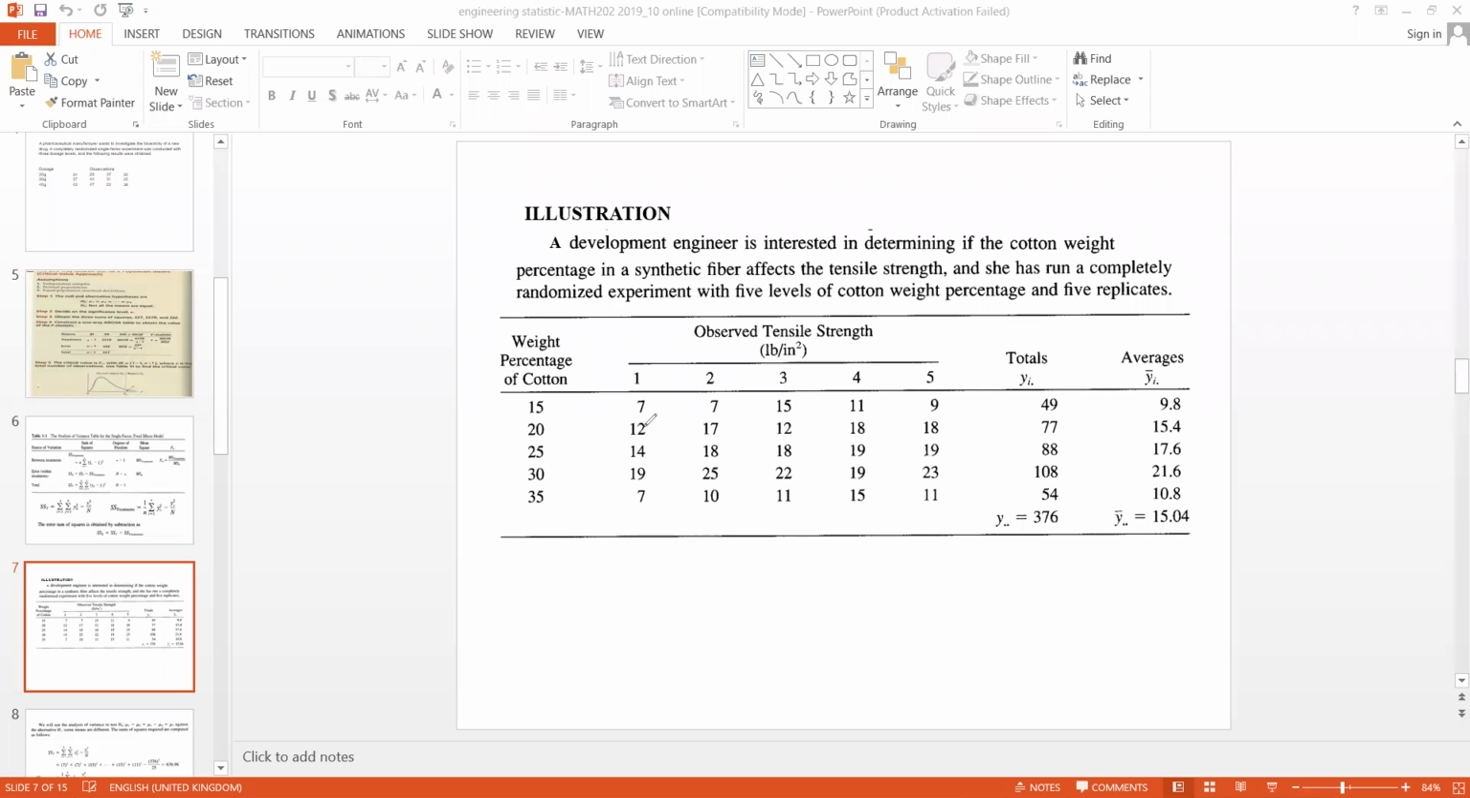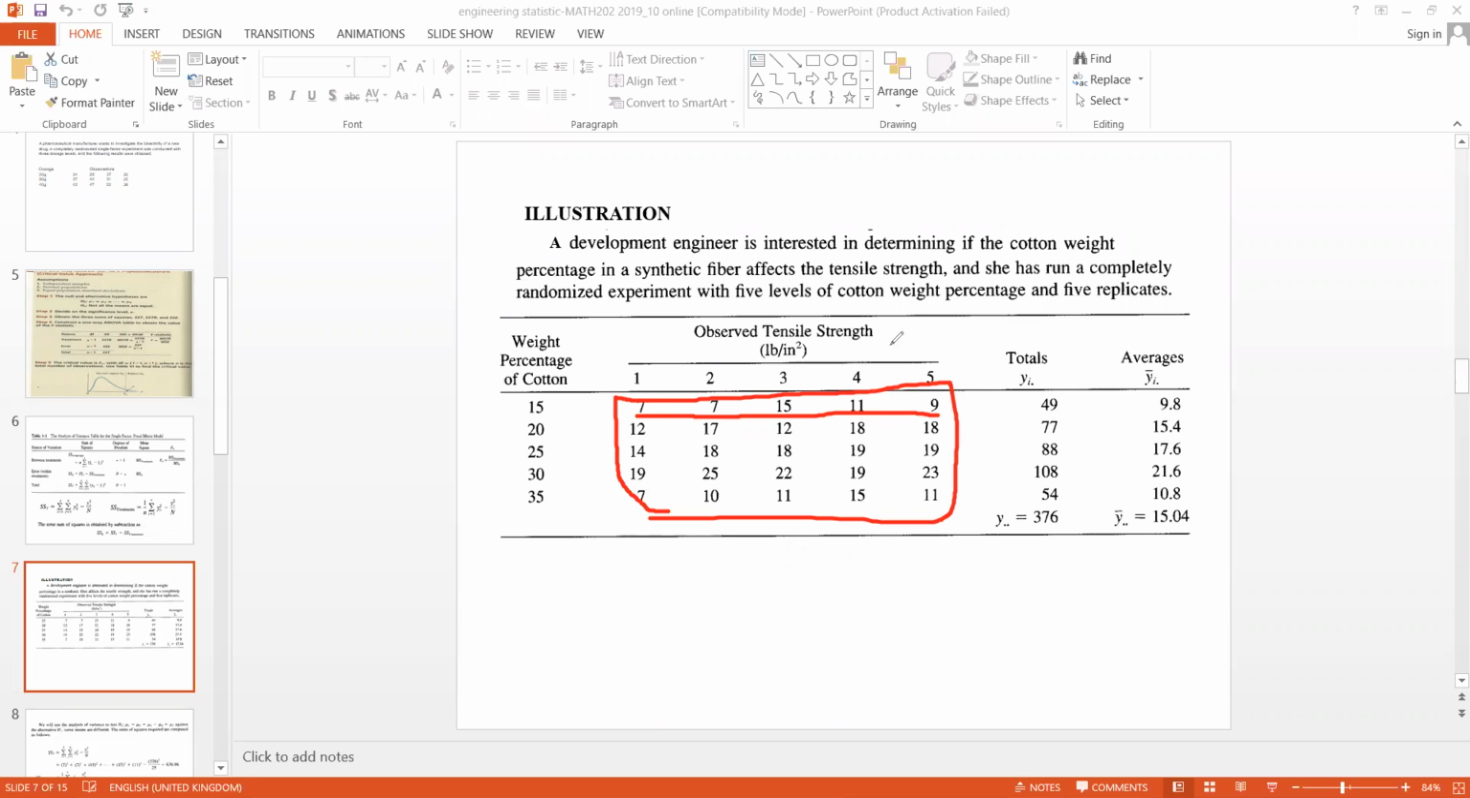So like I was saying, these are 5 different fabrics. They contain 15%, another 5 containing 20%, another 5 with 25%, 30%, and finally another 5 containing 35%. And their tensile strengths have been measured. So this is the tensile strength of overall 25 fabrics, that is 5 fabrics for each of these 5 treatments.